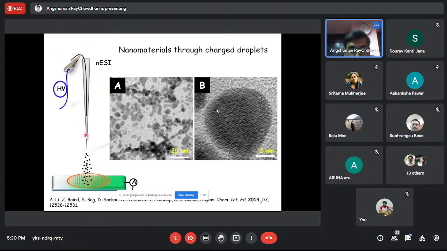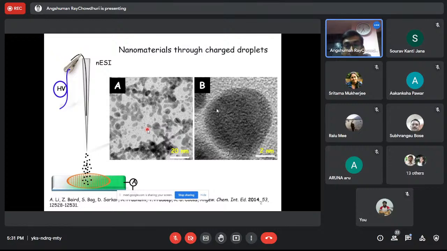The ions are coming out through the nozzle of the capillary as micro droplets, and when they are deposited on a substrate, the ions, that means Ag plus, get electrons from the substrate and are reduced. It produces this type of nanoparticles. You can see here the nanoparticles are formed.